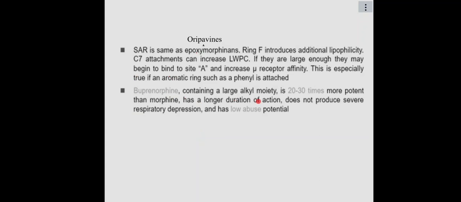Buprenorphine contains a large active moiety. It is 20 to 30 times more potent than morphine, has a longer duration of action, does not produce severe respiratory depression, and has low abuse potential. In fact, its respiratory depression gets to a ceiling.